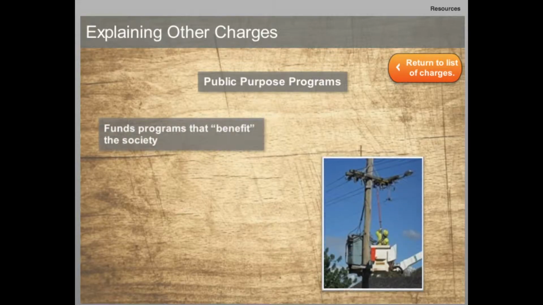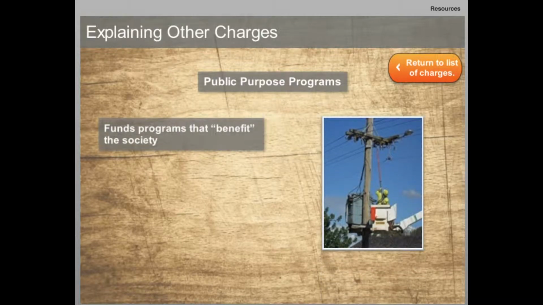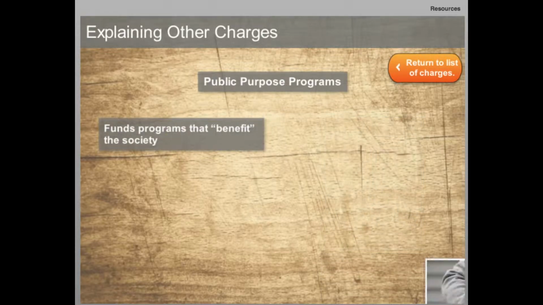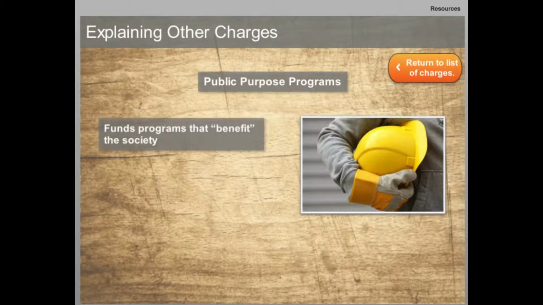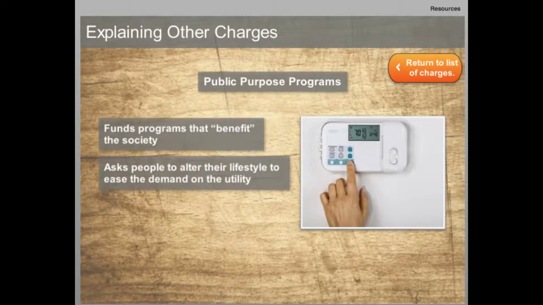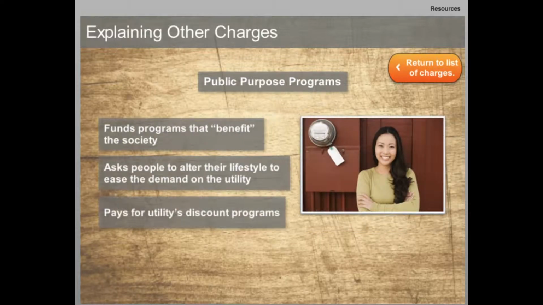The Public Purpose Program charge funds advertisements that tell customers how their utility company serves their community. They also go to commercials that tell customers to alter their lifestyle to lower the demand on the utility during peak hours. This charge also makes up for the discount programs that the utility offers to some customers.